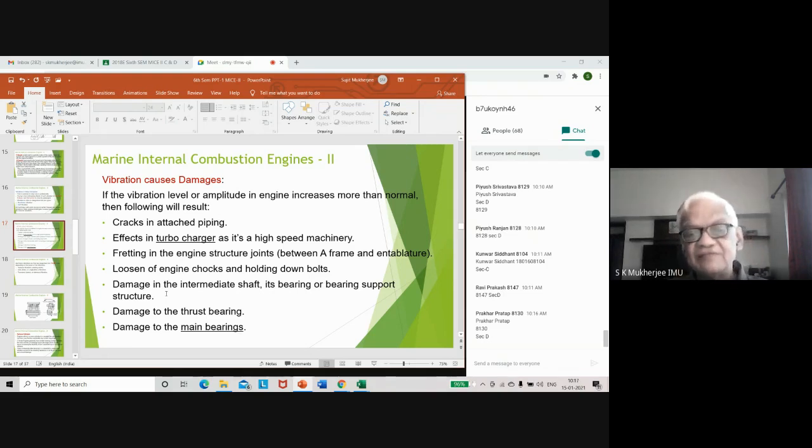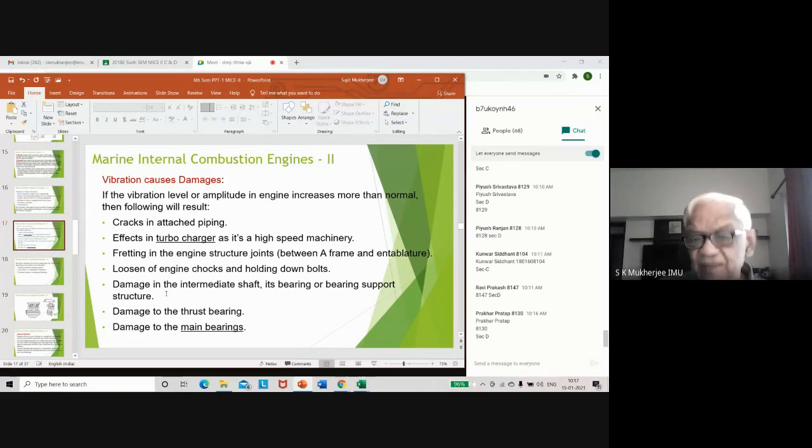Now, if the clearance was very large, then the amount of impact loading on the two surfaces will become very large and the white metal will get damaged. So one of the reasons for damage to thrust bearings is incorrect clearances at the thrust bearing. That is one. Number two, the main bearings are also likely to get damaged.